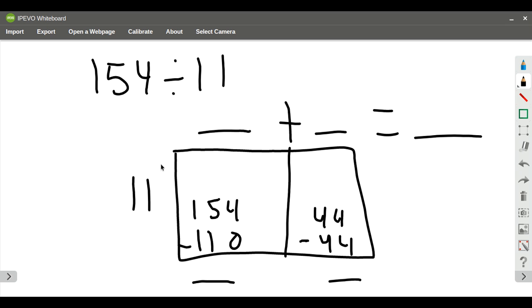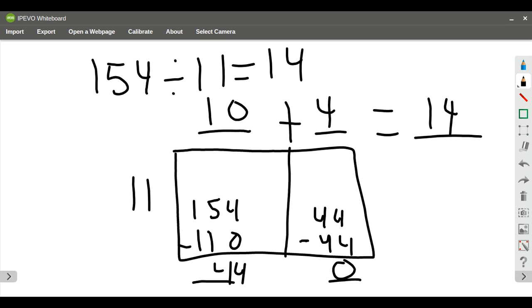So I have to figure out how many tens I multiplied 11 by to get to 110. This one is pretty simple because I just added a 0 here, and when I just add a 0, that means I just multiplied by 10. And when I subtract 110 from 154, I get 44. That is the same answer that's here, so the 44 got moved over here. 11 times 4 is going to equal 44. So I have a 0 for my answer there. And so 110 is what you'll have written down, plus 4 is going to be equal to 14. So my answer for 154 divided by 11 is equal to 14.